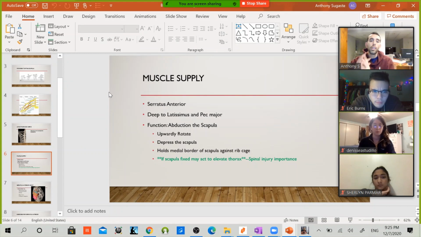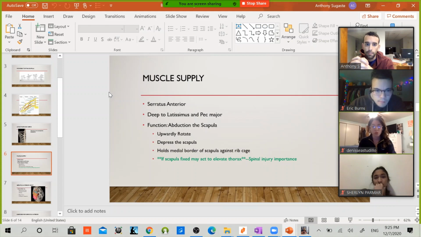So the muscular supply for the long thoracic nerve is the serratus anterior. Some people refer to it as the Superman muscle, or a boxer's muscle. That's what we like to refer to it as at times. It is deep to your lat and your pec major. So this is a fairly deep muscle, but superficially you can get to it palpation-wise.